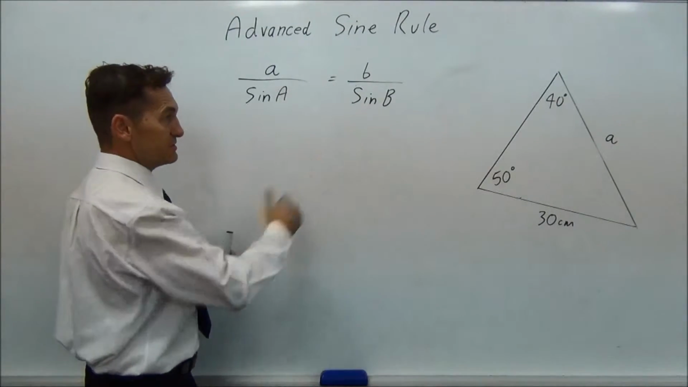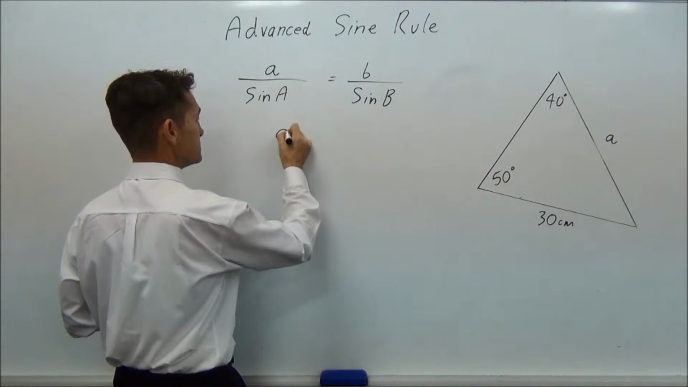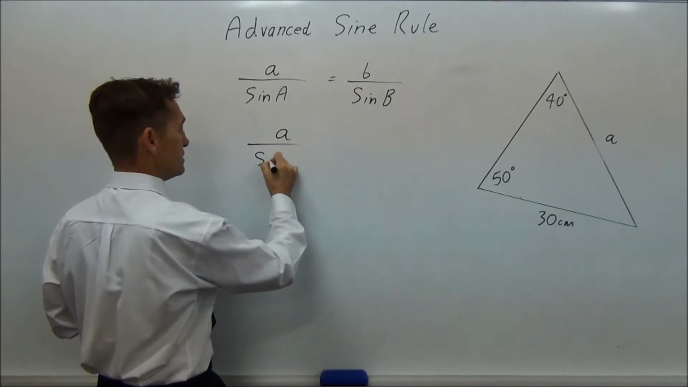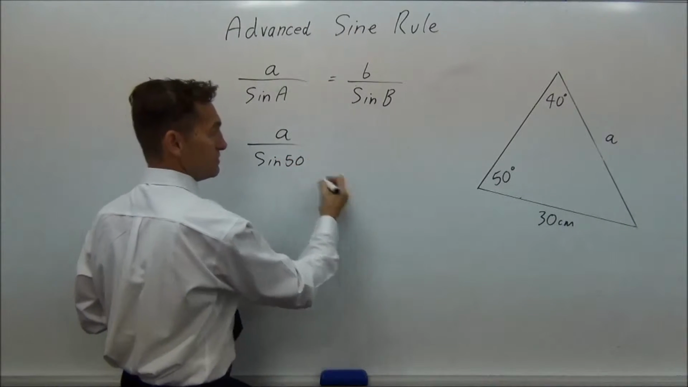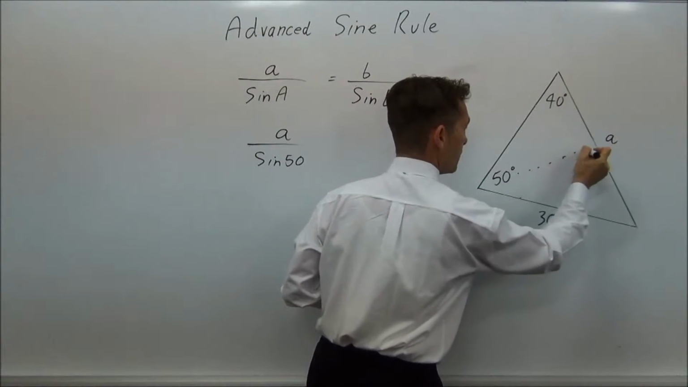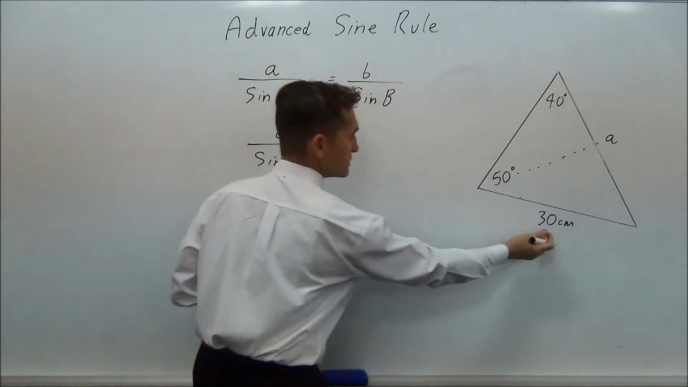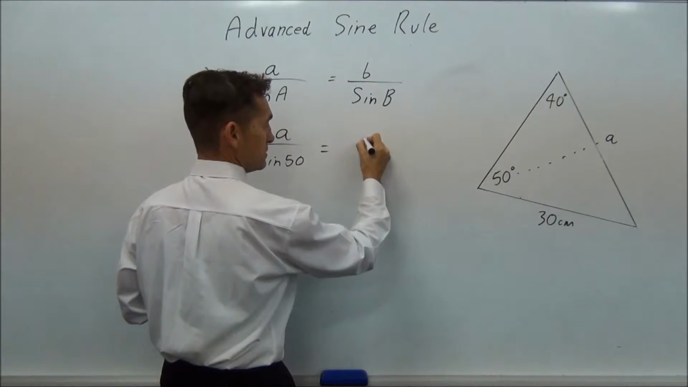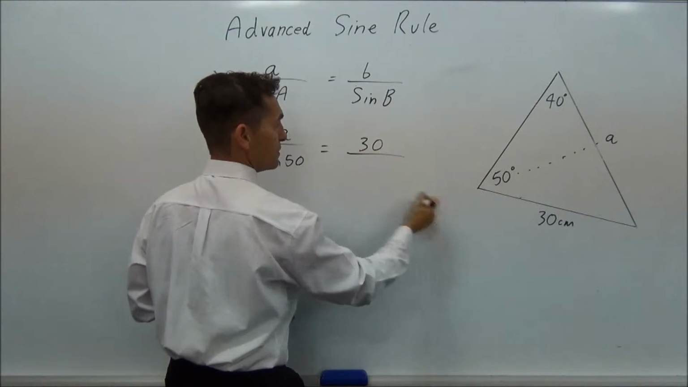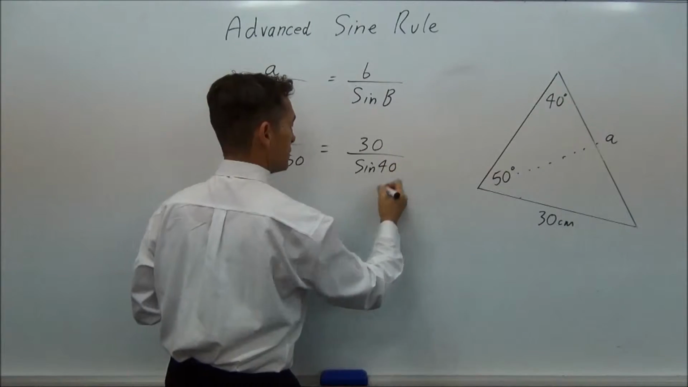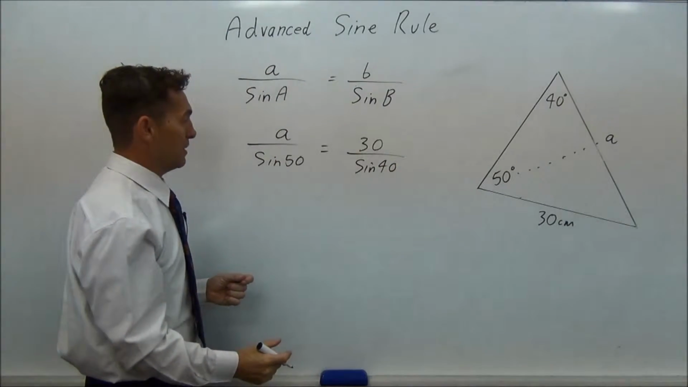So let's have a go at solving this. So we're going to go, the side A over sine A, which is sine 50 because they're opposite each other, equals B, so that's the side, 30 over, and the opposite to that is the sine 40. Okay? And how do you solve it?